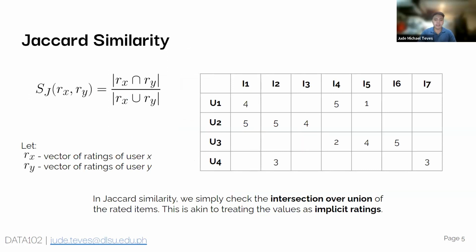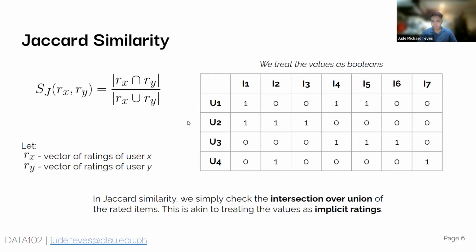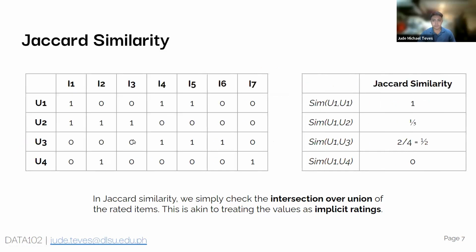So the first metric that we will be using is Jaccard similarity. In Jaccard similarity, we are simply checking the intersection over union of the rated items. This is akin to treating the values as implicit ratings. So we'll be using the same utility matrix here, and basically we treat them as Boolean values: 1, 0, 0, 1, 1, 0, 0. Again, we're just getting the intersection over union.